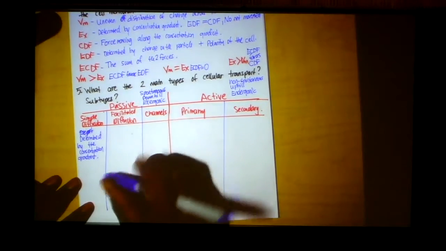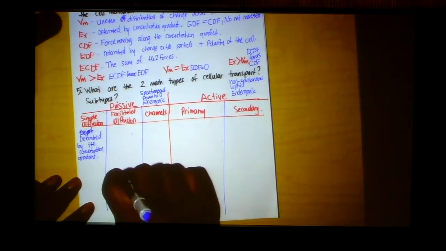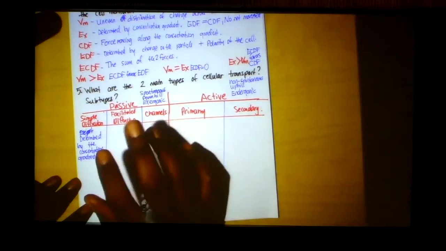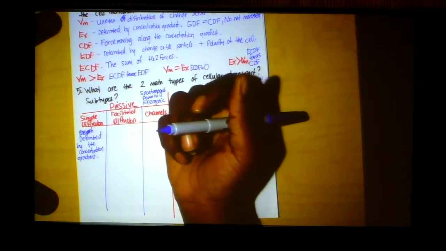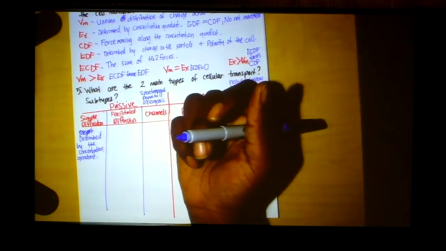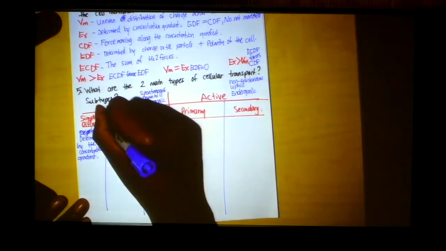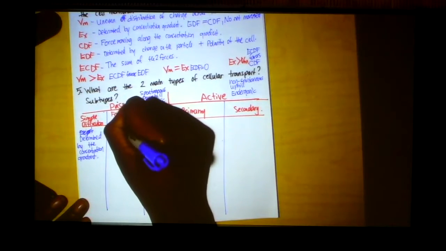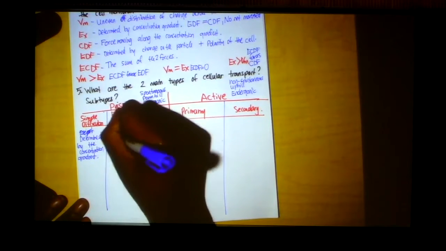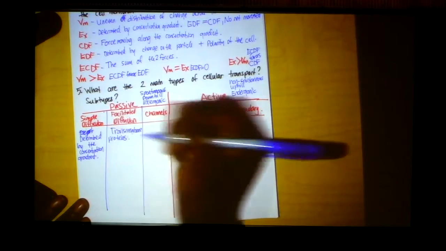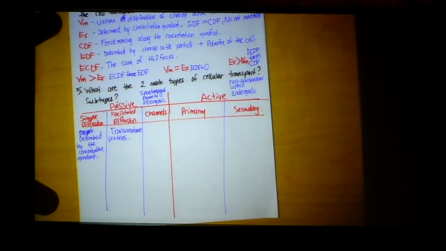Facilitated diffusion. What did we say about facilitated diffusion? So this required a protein. What type of protein is it an example of? We talked about this earlier. So this requires transmembrane proteins. Right, transmembrane proteins. And what was an example that we talked about with facilitated diffusion?